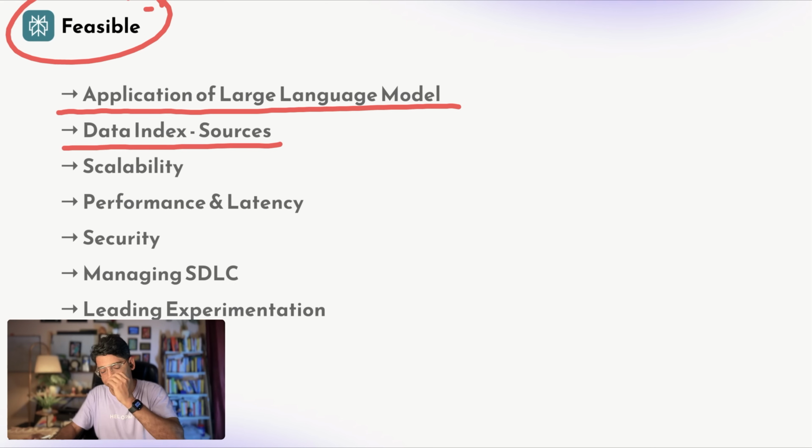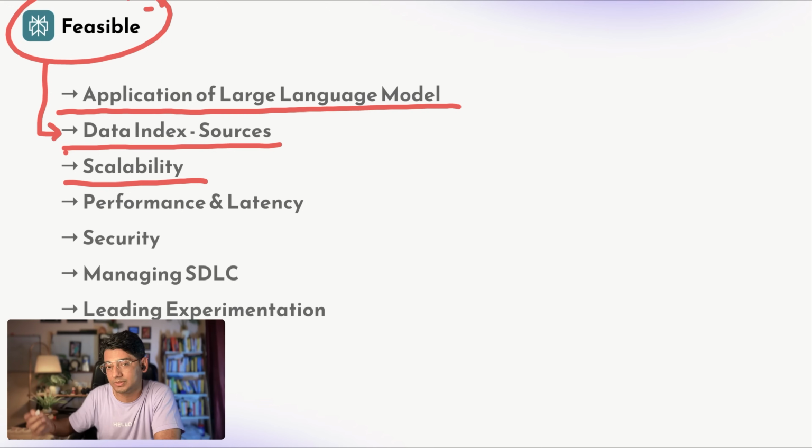For example, right now, Perplexity actually creates an index of all the websites in the world, and then it runs its LLM on top of that data. So that is a technical complexity that the feasibility part will cater to. Similarly, the scalability of the platform: what happens if 1,000 people are searching at once? What happens if 10,000 people are searching at once? What is the performance and latency?